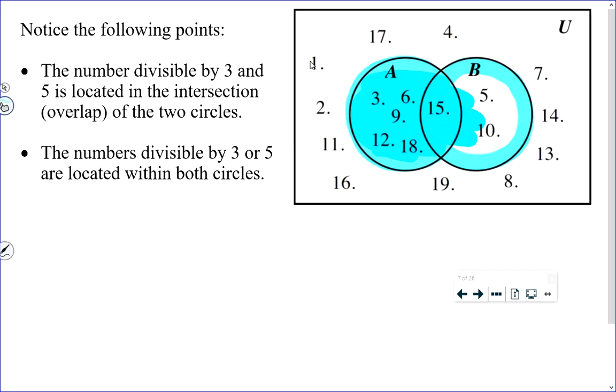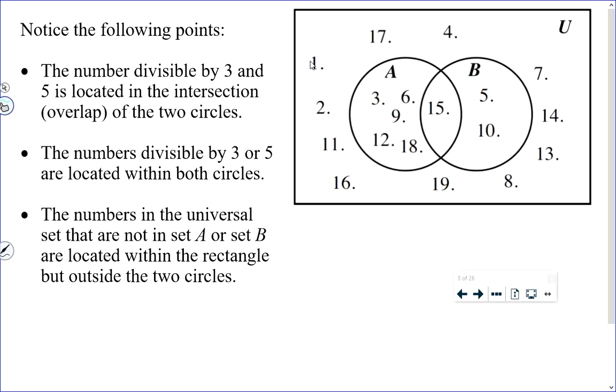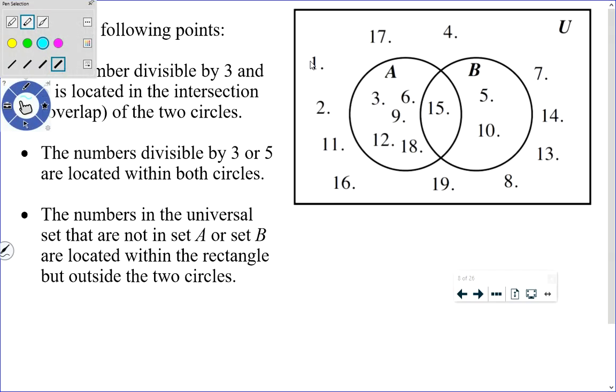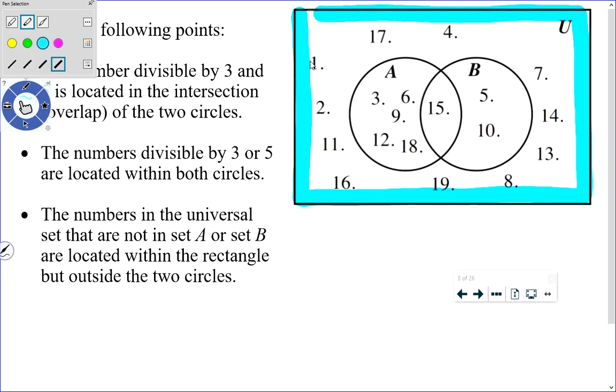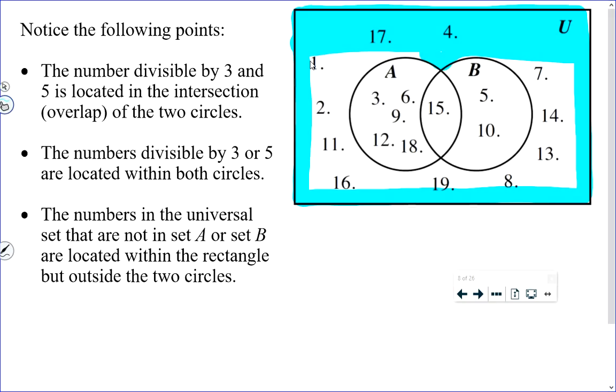Some of these elements are in set A but not B, like 9. 9 is in set A but it's not in B. Some of them are in set B but not A, like the number 5, and one of them is in both. And finally, the numbers in the universal set that are not in A or in B are all of the numbers outside of those circles but within the rectangle. In other words, this is the shading of anything that is not in A and not in B.